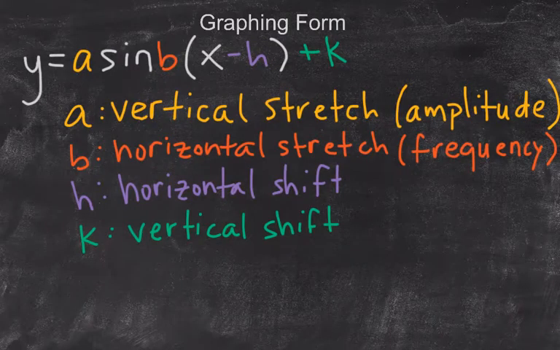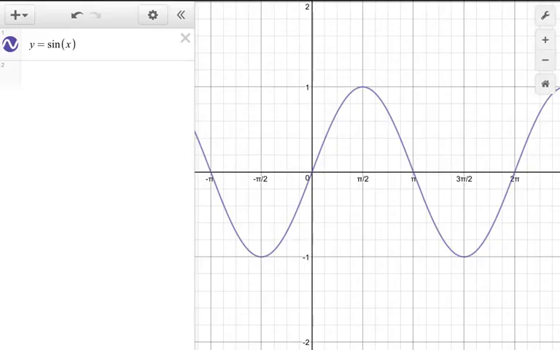The next transformation, the next parameter we're going to look at is the frequency. So the frequency is the number of full cycles that happen within 2 pi radians. I usually look at between 0 and 2 pi, but it can be between any two x values as long as they're 2 pi radians apart. So the parent function here has a frequency of 1 because we go through 1 full cycle between 0 and 2 pi.